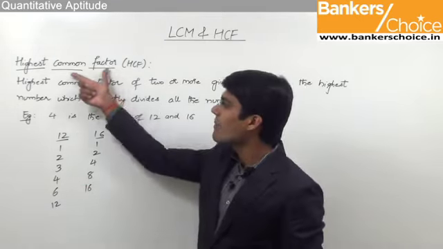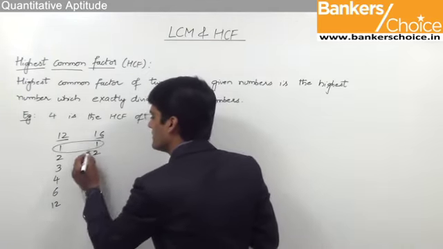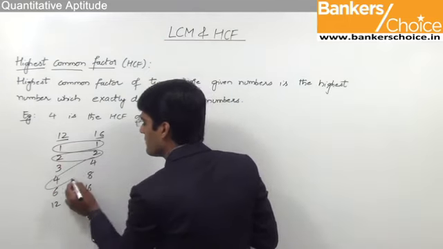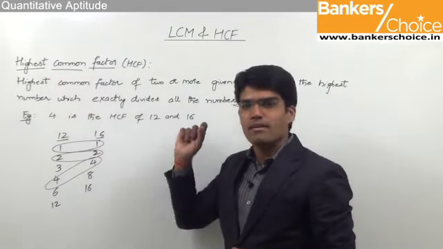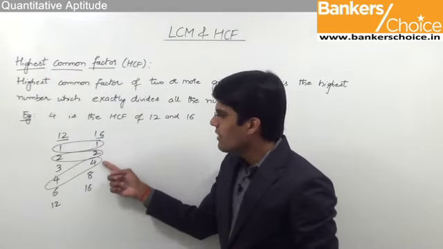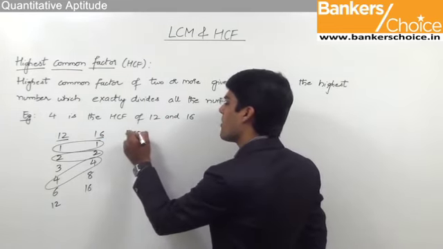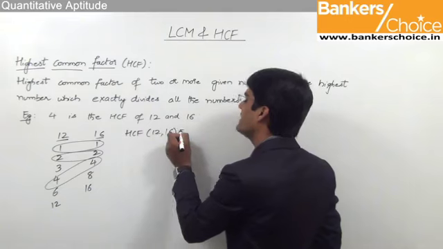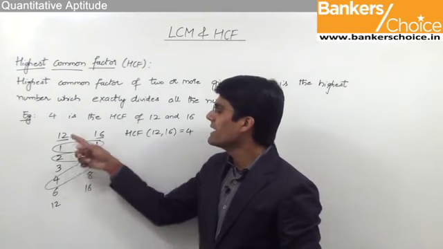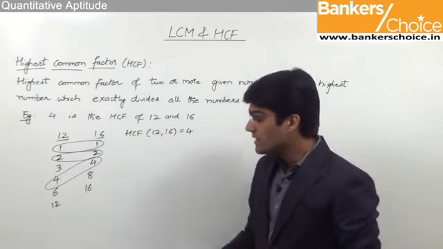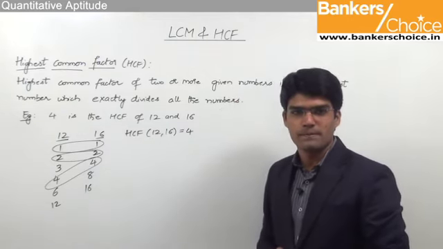Let us now look at the common factors for these two numbers. So the common factors here are 1, 2 and 4. And our interest here is the highest common factor. So out of all these common factors for 12 and 16, the highest is 4. So we can say that the HCF of 12 and 16 will be equal to 4. So hence 4 is the largest number that can divide both 12 and 16. There is no number which is greater than 4 and can divide both 12 and 16.